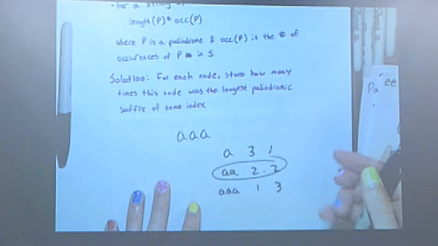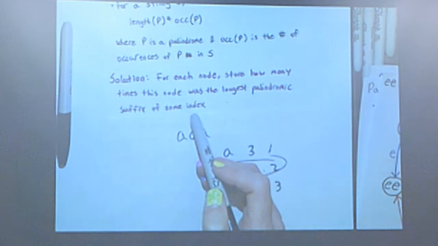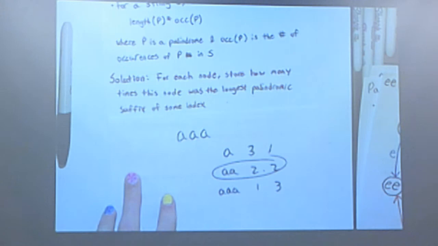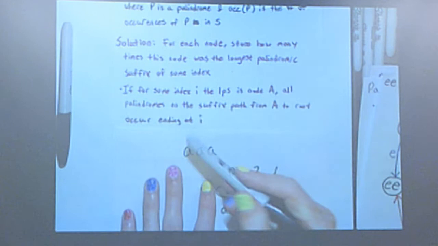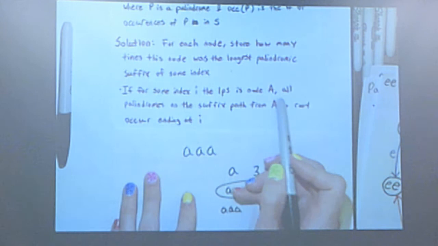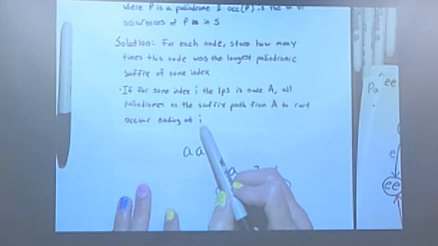So as I said, for each node, we'll just store how many times this node was the longest palindromic suffix for some index. So we're not going to update the whole path, we're just, for the last node that we're at, going to add 1 to its value. And as I mentioned, if for some index I, the longest palindromic suffix is node A, then all palindromes on the suffix path from A to the root will occur ending at index I. They'll appear one more time.